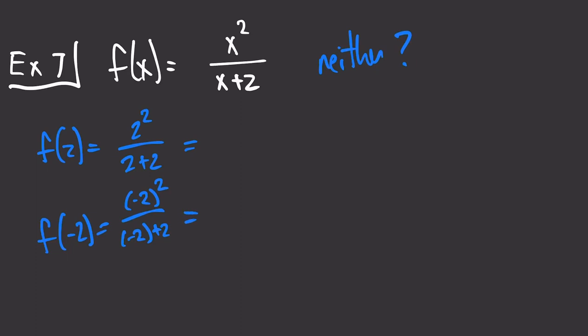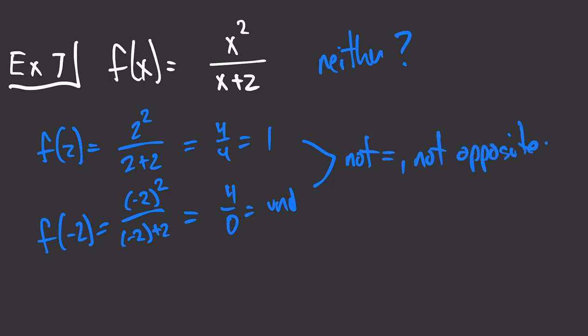Okay, well, 2 squared is 4. 2 plus 2 is 4. This ends up being 4 over 4, which is 1. Negative 2 squared is also 4, but check this out. I get a term that's undefined. So basically, these are not equal. They're not opposites. So my answer is neither. It's not odd. It's not even. You just say neither. You can disprove with a number, but you must prove with a variable. That's crucial that you remember that.